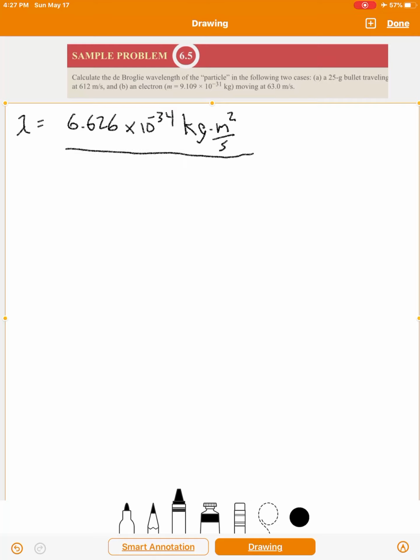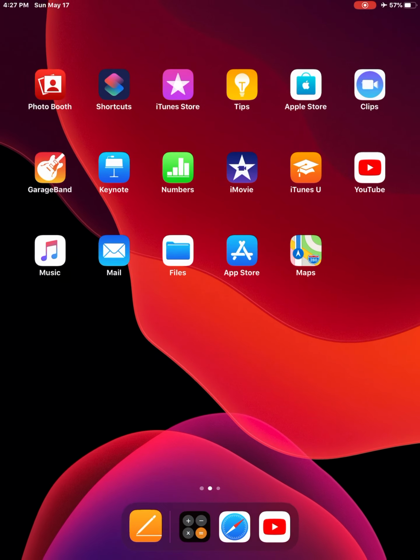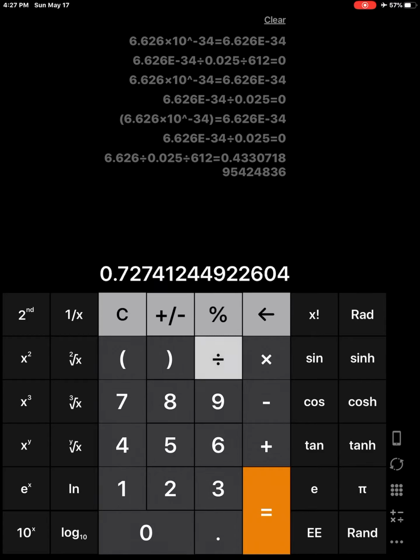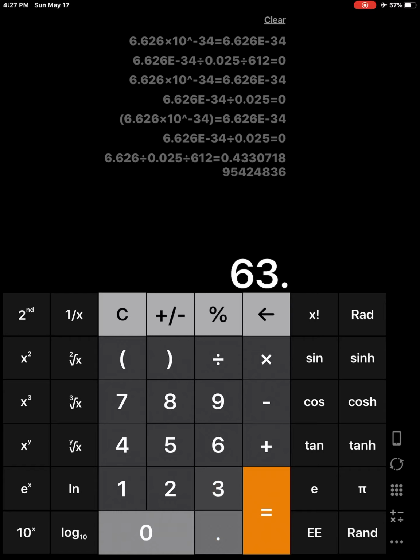And then we're going to divide that by the mass. Now look at this mass. See how small this mass is? It's so small it's going to make the wavelength not so tiny, not so short. And again, this is 63 meters per second. Okay? So let's take a look at this. So 6.626 divided by 9.109 divided by 63.